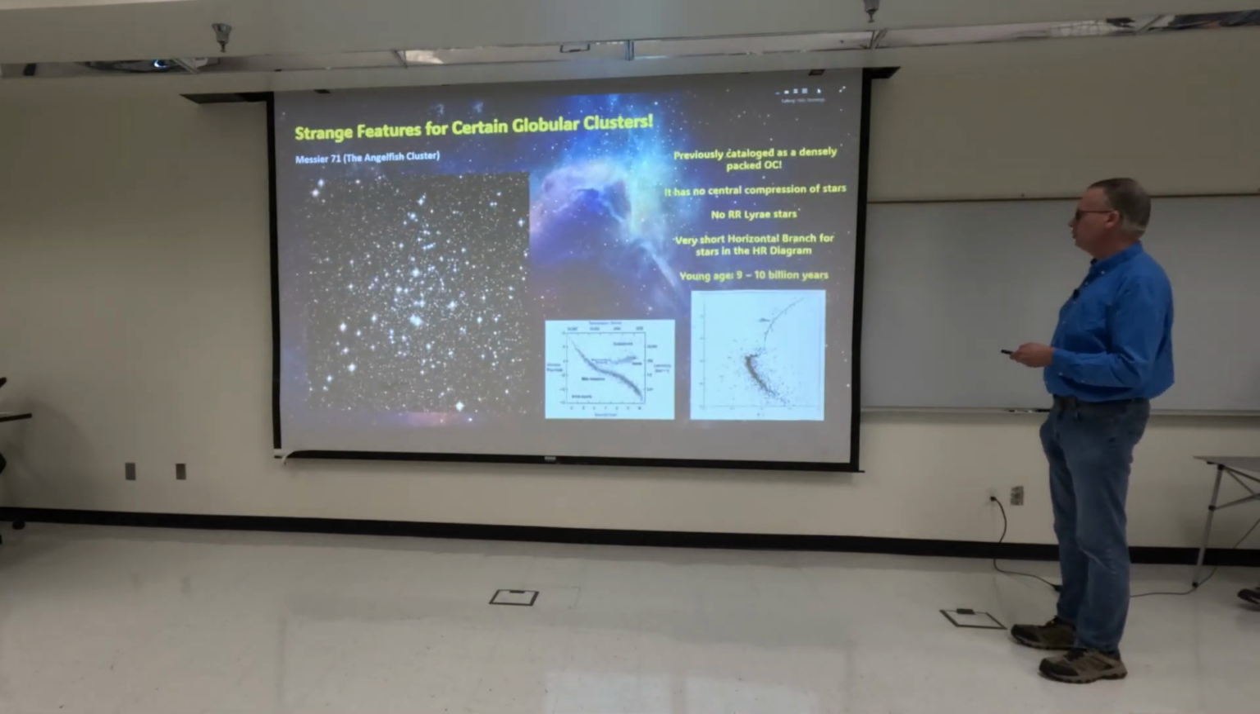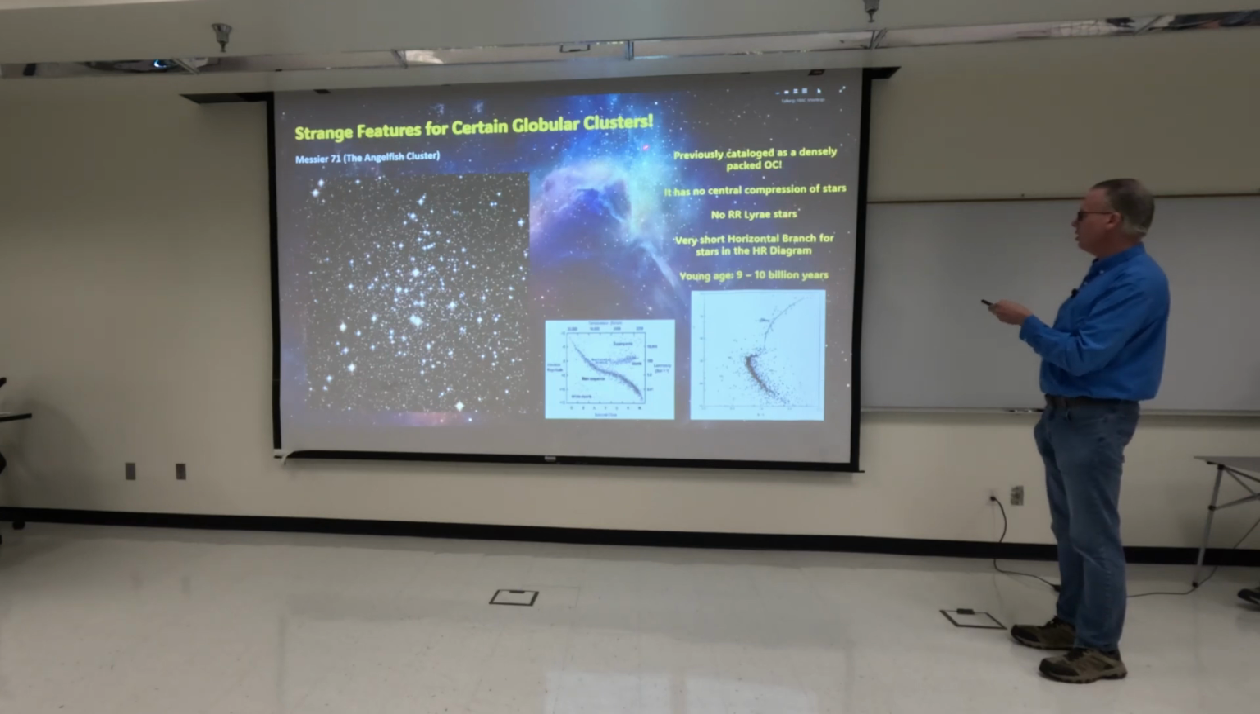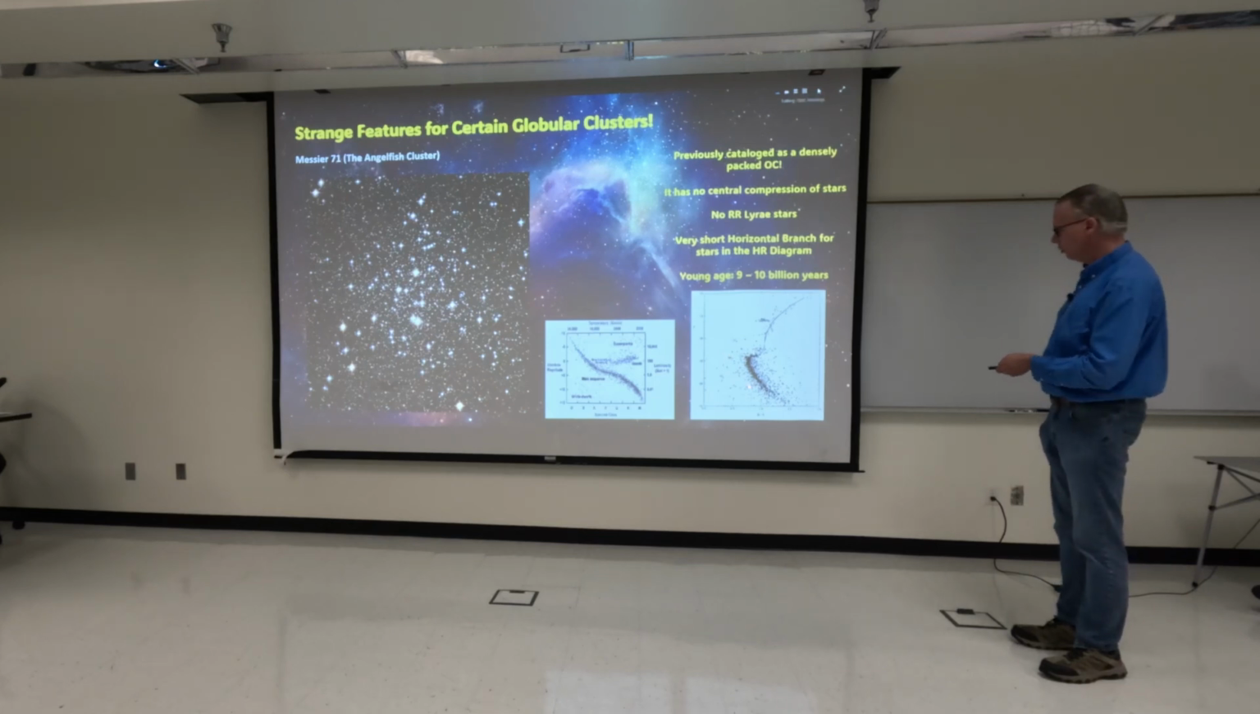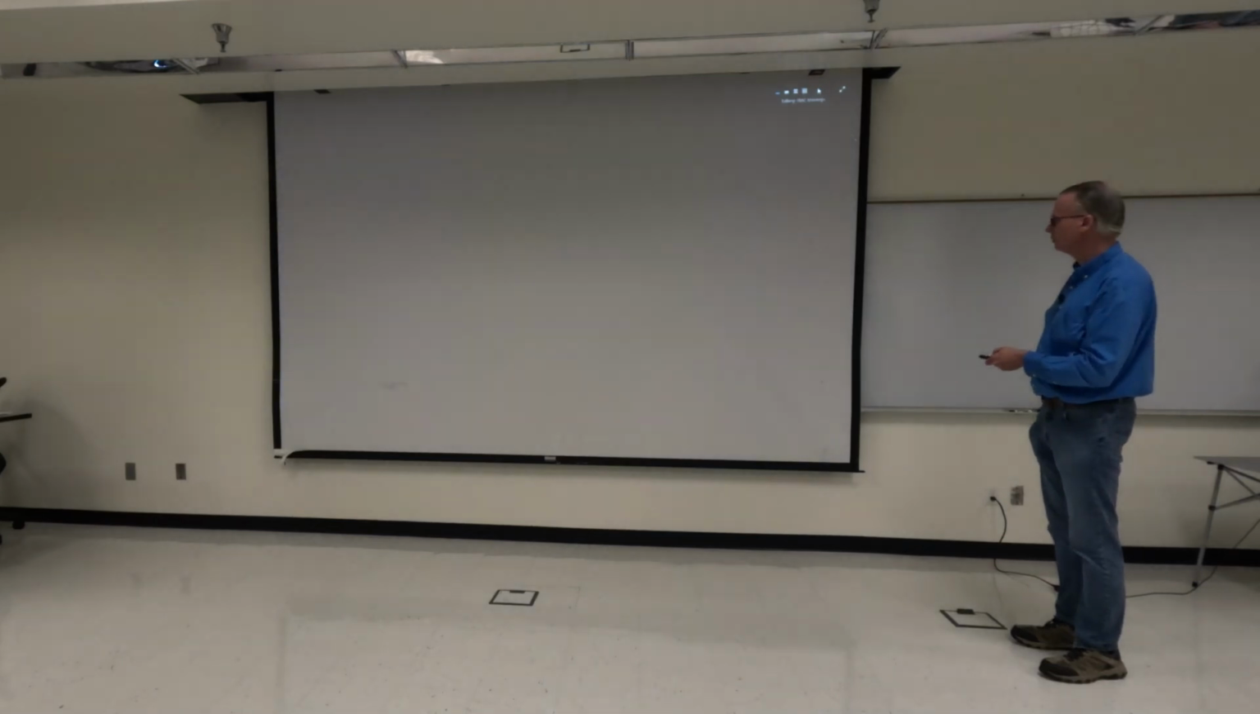Messier 71 has no RR Lyrae stars and has no central compression of stars. It looks like a loosely packed open star cluster, but if you see the short branch right here and no O, B, or A class stars, that is very characteristic of globular clusters. There's no wide spectral turnoff, and none of the stars are becoming giants and supergiants. And the age is 9 to 10 billion years, which is unusual for open star clusters.